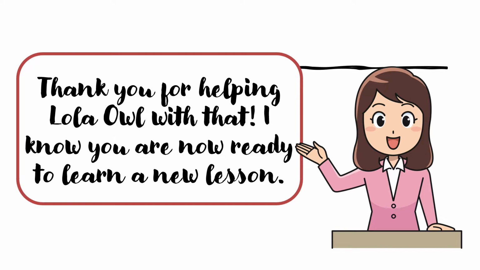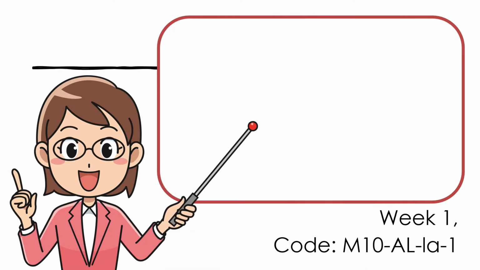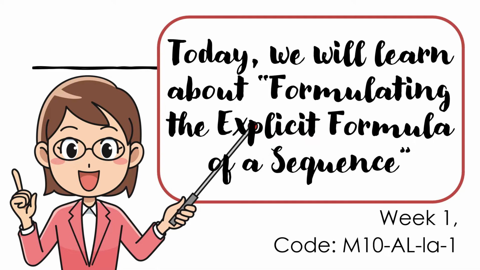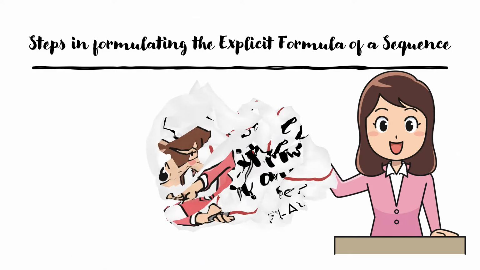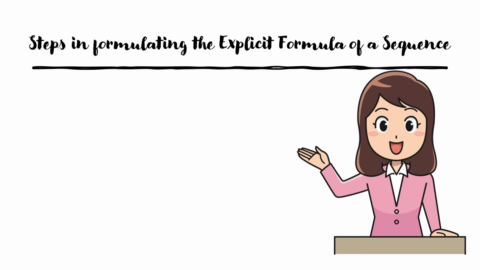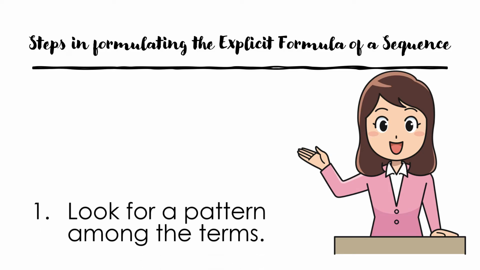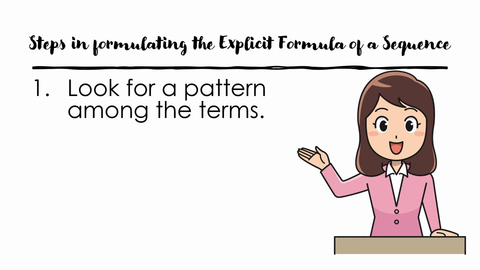I know you are now ready to learn a new lesson. Today, we will learn about formulating the explicit formula of a sequence. Do you know how to do it? To formulate the explicit formula of a sequence, there are 4 steps. Step 1. Look for a pattern among the terms.